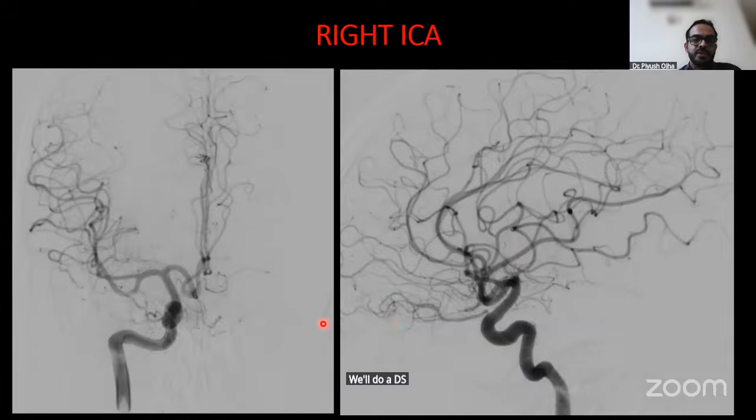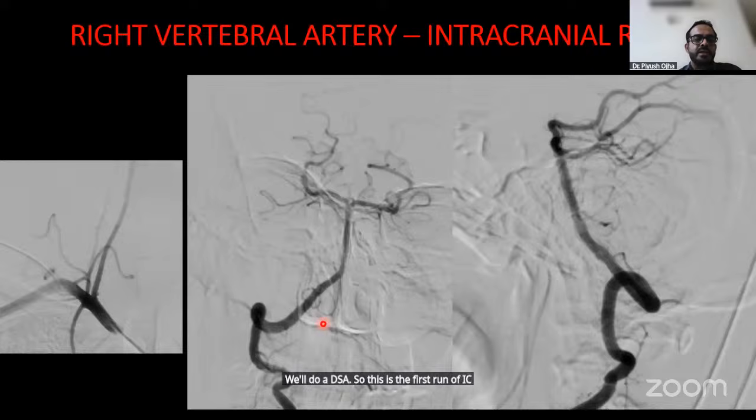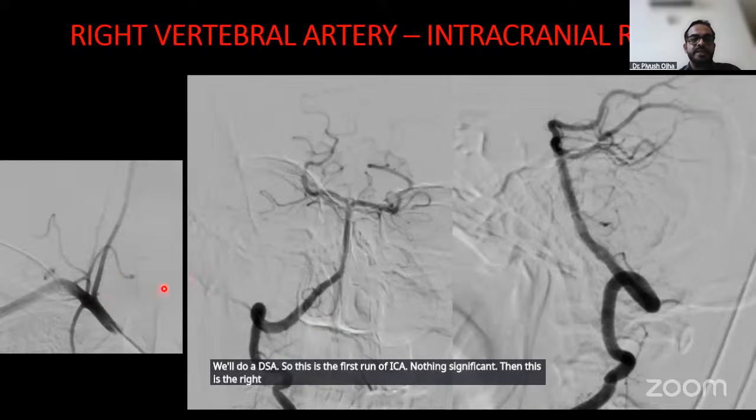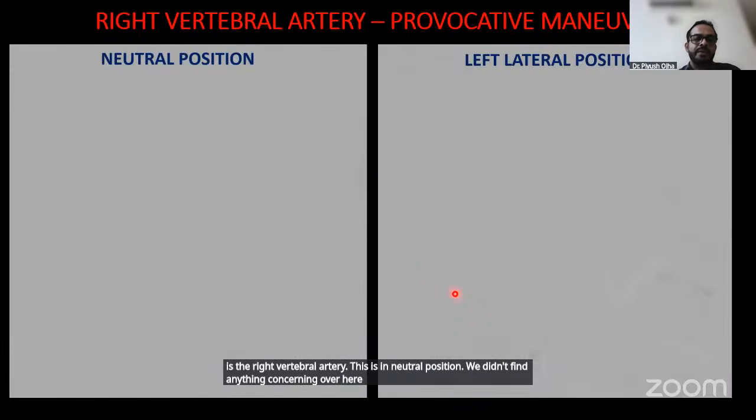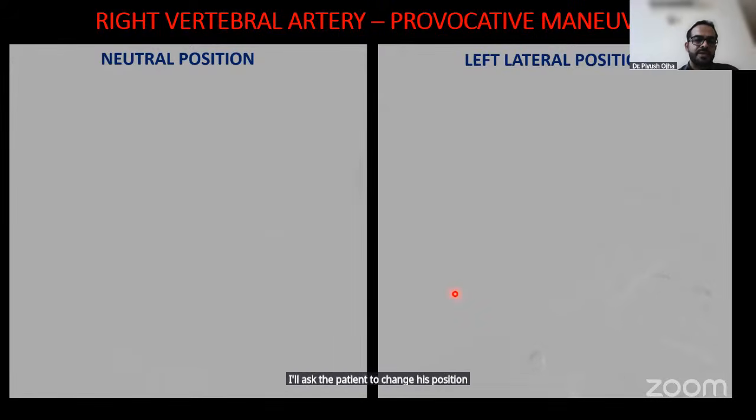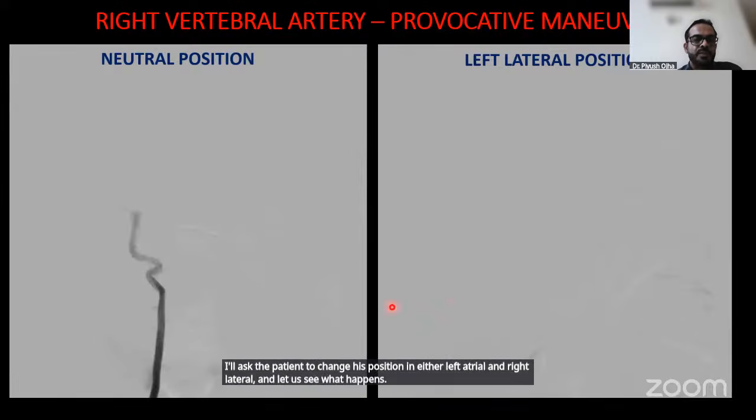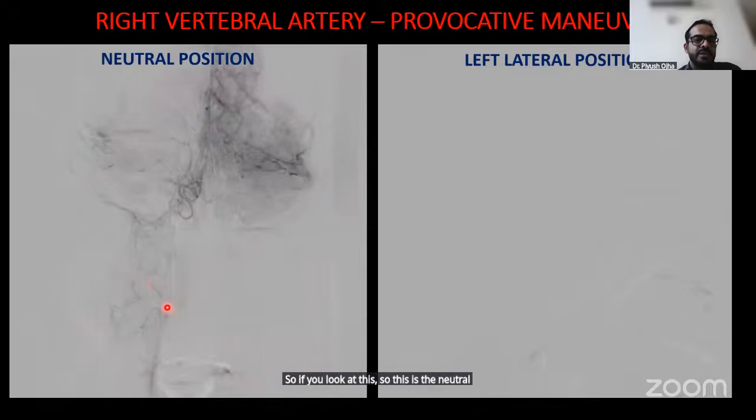So this is the first run of the ICA, nothing significant. Then this is the right vertebral artery, in neutral position. We didn't find anything concerning over here. Then I thought I would do both vertebral injections, and make it dynamic. I'll ask the patient to change his position to left lateral and right lateral, and let us see what happens. So if you look at this, this is the neutral position, right vertebral run, nothing significant.